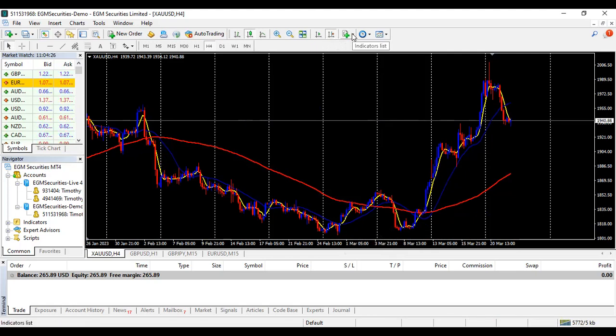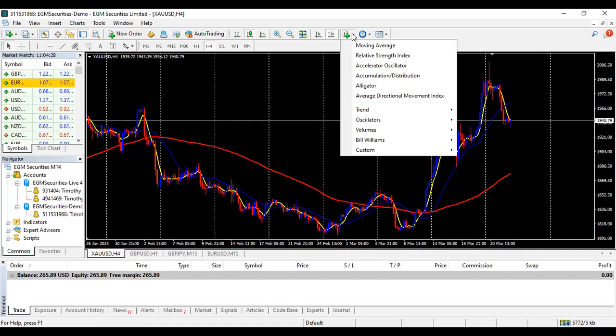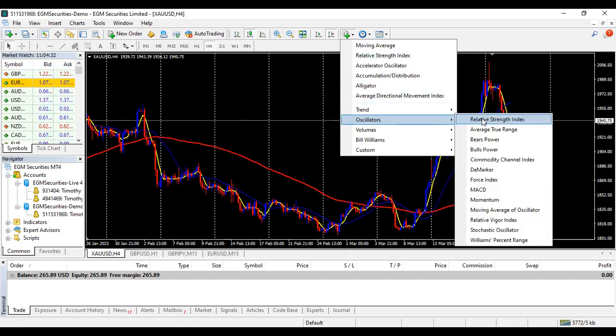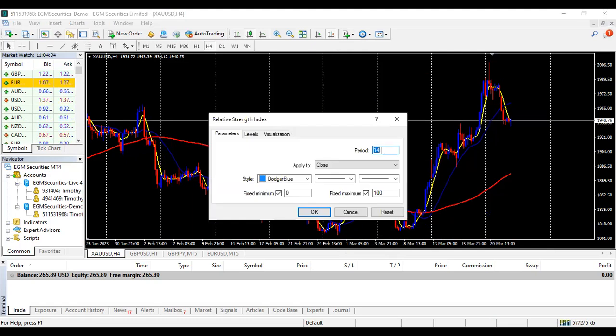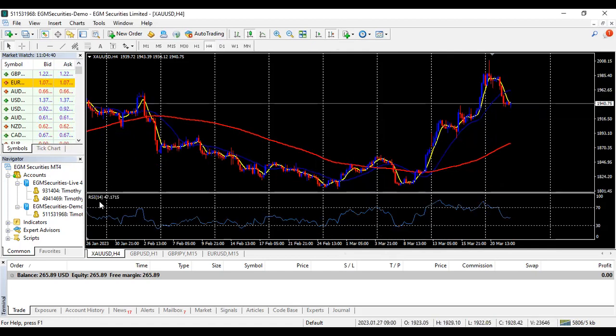When you want to add another indicator, you come to the indicator section here, you go to oscillator, that is where the RSI is, and we take the default settings, that is period 14. Once you do that, the RSI appears below here, so you can see the RSI. And as we said, the RSI ranges from 0, you can see 0 here, up to 100, okay?